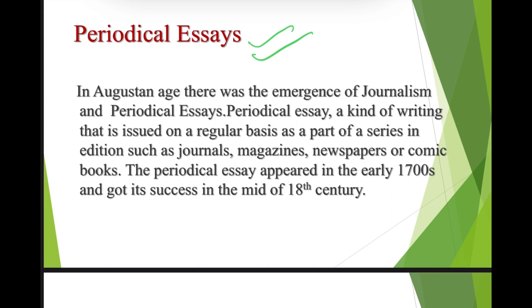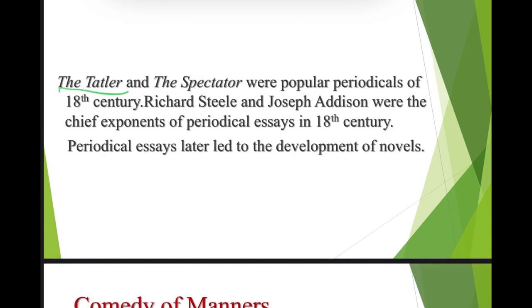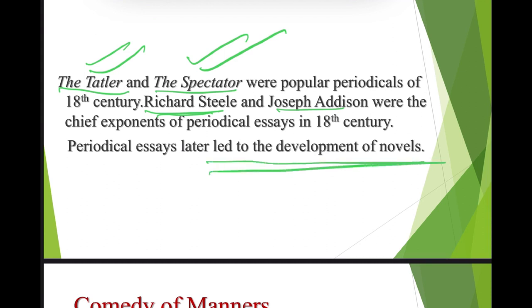In periodical essays, I mentioned the names of Addison and Steele, and also some important periodicals like the Tatler and the Spectator. These are the two names, Richard Steele and Joseph Addison. And these periodical essays later led to the development of the novel. A novel, which I told you came into its full form in the year 1740.